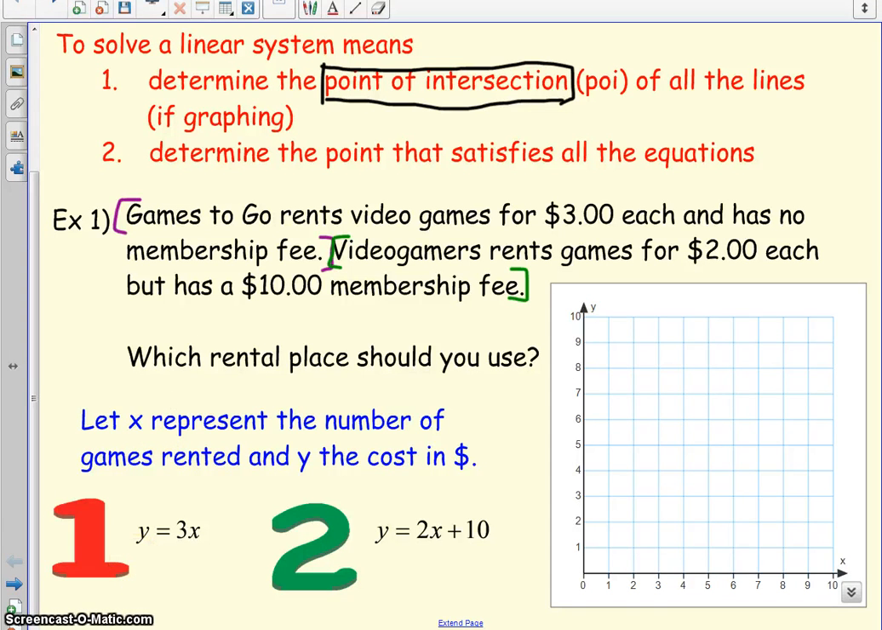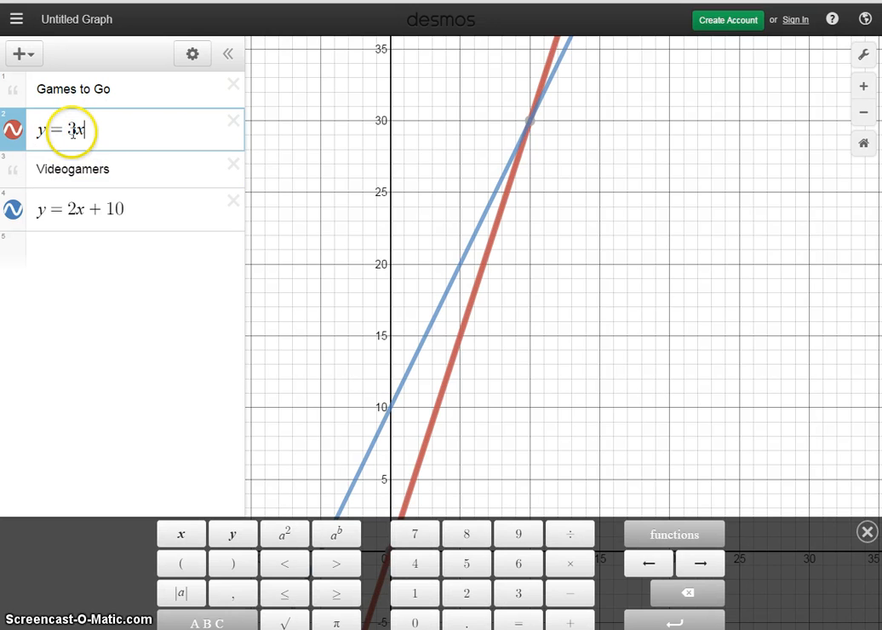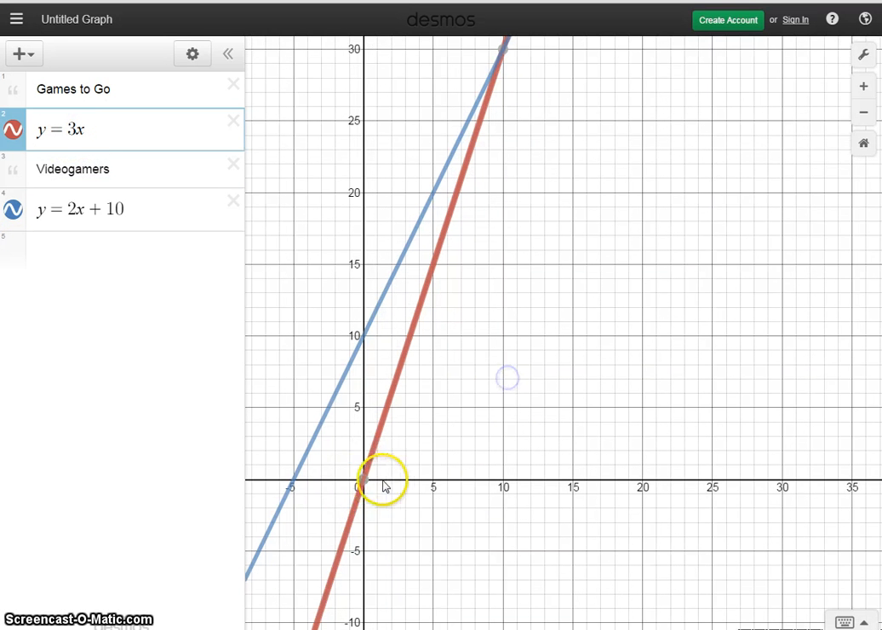Okay, so let's take a look at the graphs here. So I did it in Desmos here. Now, Games to Go, if you look at the equation, it has a slope of 3 and a y-intercept of 0. So if I start at 0 and I count up 3 over 1, I get another point. Up 3 over 1, get another point, and so on and so forth. I can continue my line off that way.